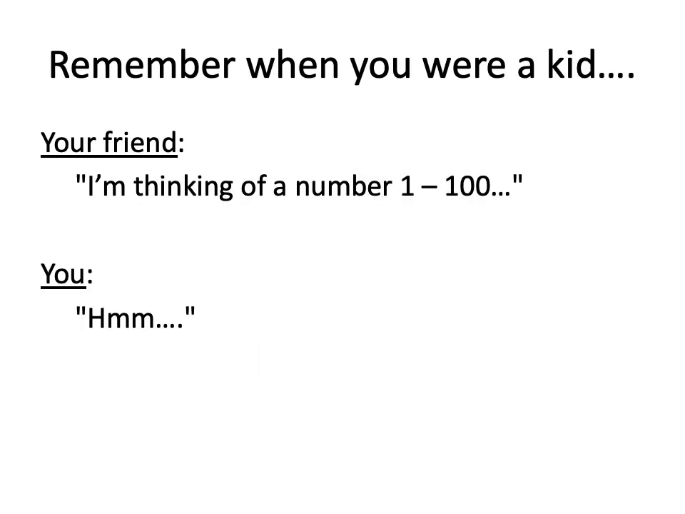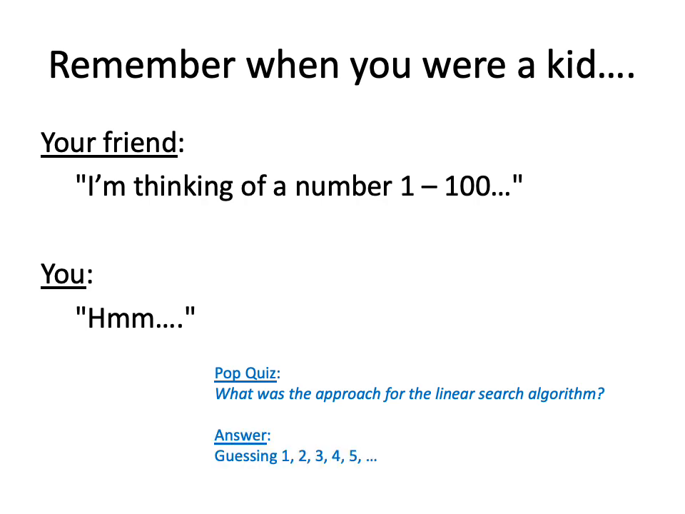Let's go back to that game that we played last time. Remember when you were a kid and your friend was thinking of a number 1 through 100, and you tried to guess what it would be. Pop quiz. What was the approach for the linear search algorithm? What would the linear search algorithm do here? I'll let you pause it, and then I will come back and tell you. So pause, answer in 3, 2, 1. The linear search algorithm would say that you have to guess all of these numbers all in a row. So you could start at the beginning, guess 1, 2, 3, 4, 5. Or you could actually do it in reverse too. I mean, why not? You could do 100, 99, 98, 97, and that would be an example of the linear search algorithm.